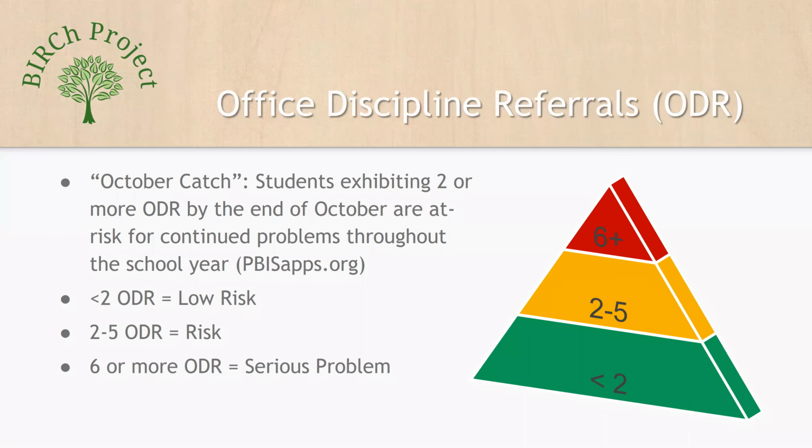PBISapps.org, the producers of the SWIS program of data management, have a term they call the October catch. So students exhibiting 2 or more ODR within the first couple of months of school are at continued risk for problems throughout the school year. So if we can use ODR to identify students who have 2 or more infractions in the first couple of months of school, we can connect those students with supports and provide proactive support.